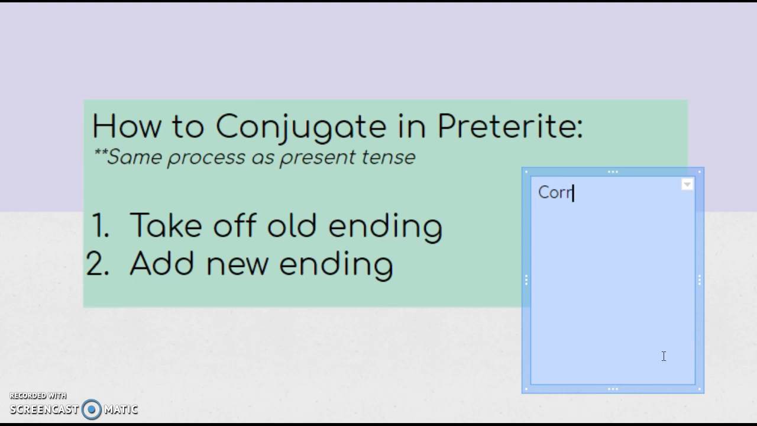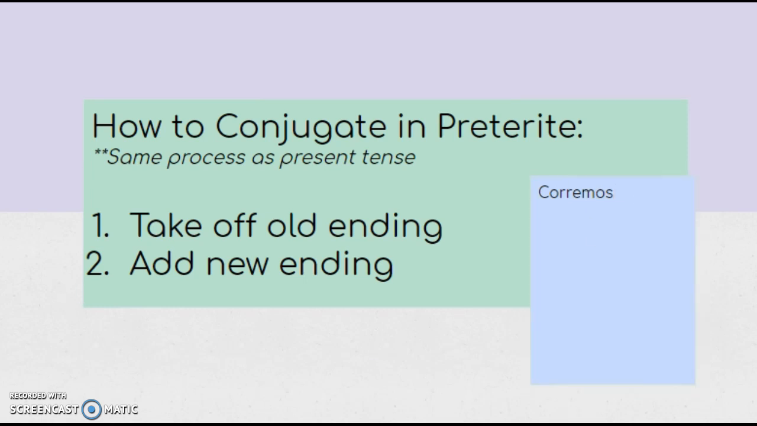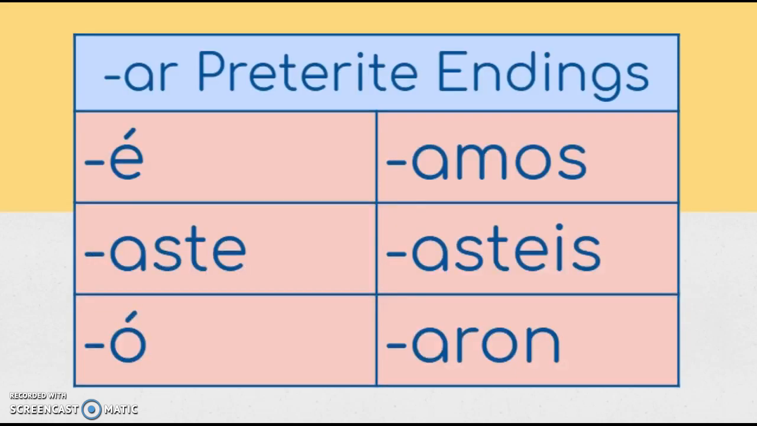Step two is add the new ending. So let's say I want to say we run. That ending in present was -emos, so it would still be corremos. So like I said, the process is exactly the same. However, the endings are different.